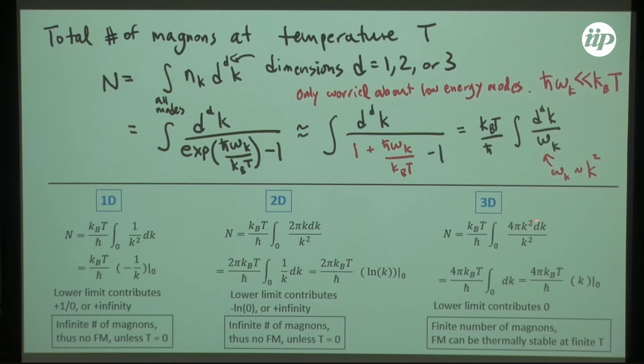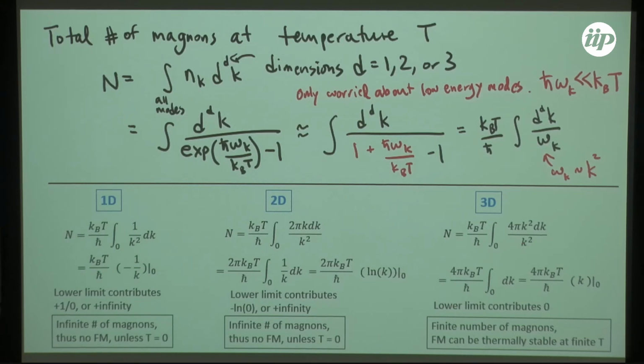Right, so in 3D, this momentum element, the d cubed k, is 4 pi k squared dk. I hope I didn't do this wrong. I would be embarrassed if I got these phase factors wrong, or angle factors wrong. But then the k's cancel, and I just got to integrate dk, and so that's just k. And then at the 0 limit, it's some finite number. So there's a finite number of magnons, so the ferromagnetism can be thermally stable at a finite temperature. Right? So 3 dimensions is fine.